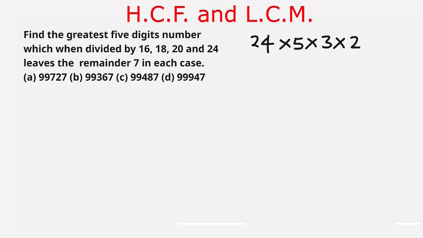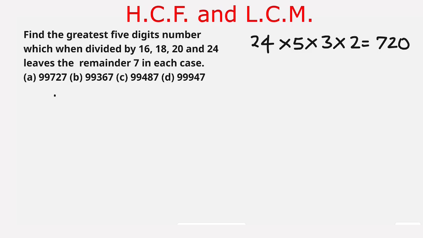24 times 5 is 120. 120 times 3 is 360 and 360 times 2 is 720. So the LCM is 720. This is the easiest method of finding the LCM if you are quick in calculations. But if you are not very good in understanding the factors and multiplication, then you should go with the regular common division method. So we'll solve it by the common division method and find the LCM.